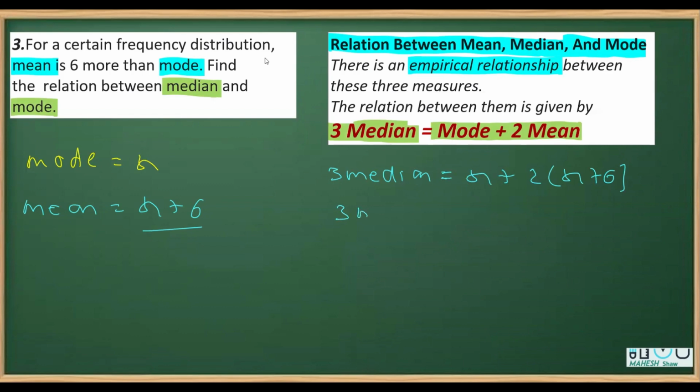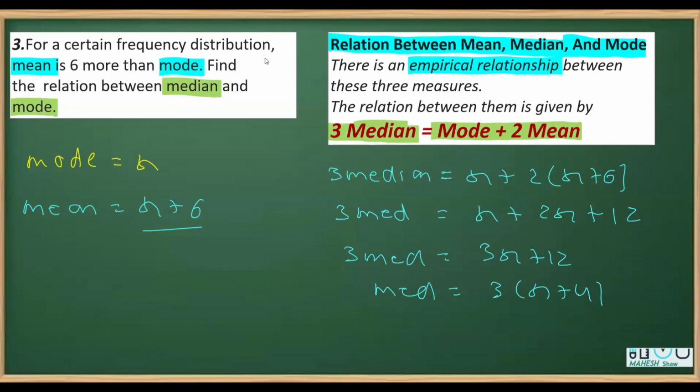Now let it be 3 median only. 3 median is equal to X. If I open this bracket, it is 2 times X plus 2 times 6, which is 12. Further, we can say that 3 median is going to be X plus 2X, that is 3X plus 12. Now, if I transpose this 3 to the other side, taking 3 first common from here, X plus 4 will come, that divided by 3.